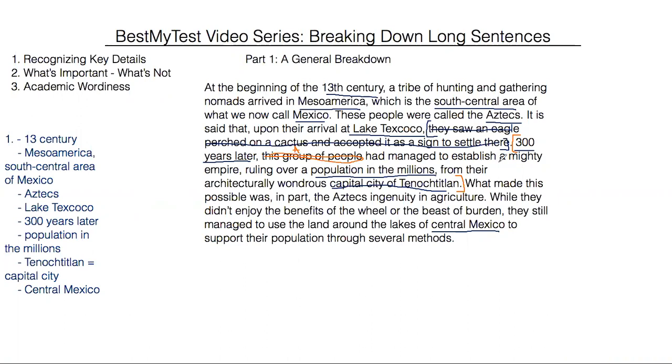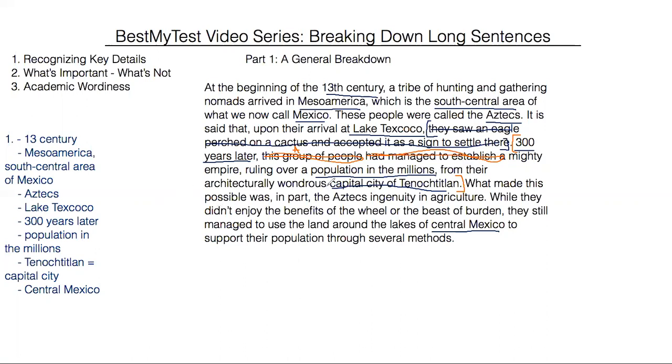And had managed to establish a mighty empire. Honestly, the only thing important here is that they worked hard and they founded an empire. So we could really just get rid of all of this. And then we've got mighty empire here. Ruling over a population in the millions. Okay, this is all important, so we'll keep that.